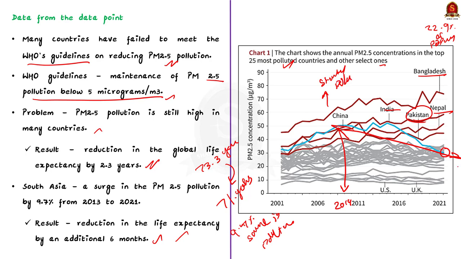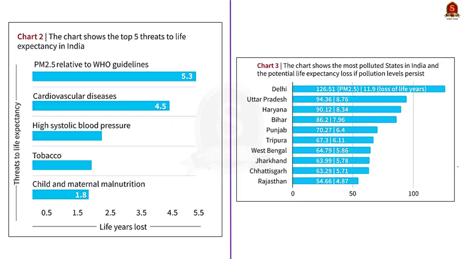Now coming to chart 2. This chart shows the top 5 threats to life expectancy in India. According to the Air Quality Life Index 2023, India was the second most polluted country in the world in 2021. So, in India, particulate pollution is the greatest threat to human health. In 2021, the particulate pollution in India was around 58.7 micrograms per meter cube. It exceeded the WHO guidelines by more than 10 times. Due to the increase in particulate pollution, the average Indian resident is said to lose 5.3 years of life expectancy.